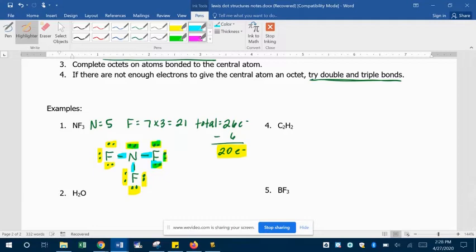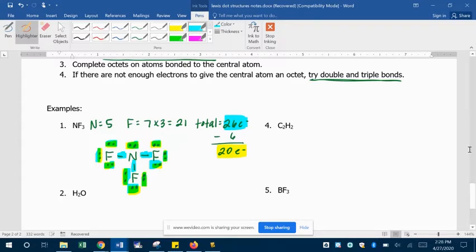Now I just want to go through and count and make sure that I didn't use more electrons than I'm allowed, which is 26. So let's go through and count. 2, 4, 6, 8, 10, 12, 14, 16, 18, 20, 22, 24, 26. And that was how many I was allowed. So this is a well done Lewis structure.